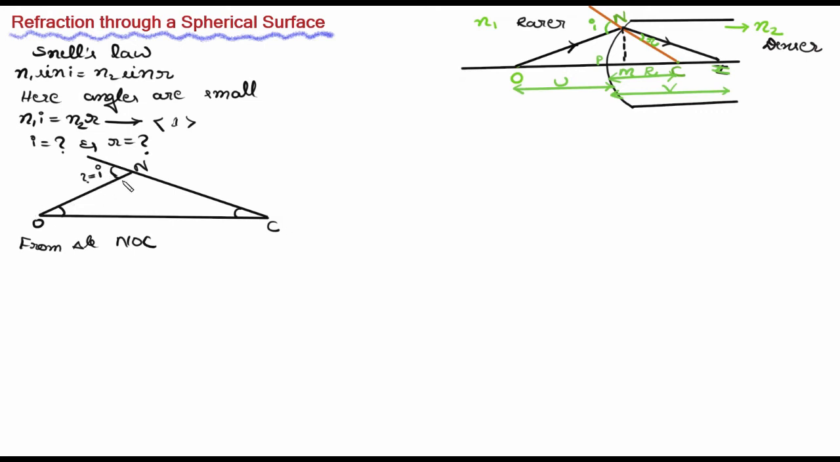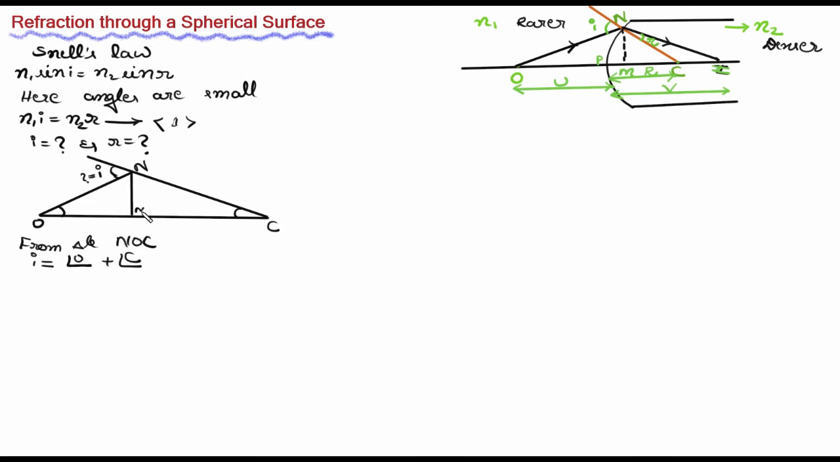Alright. So for this triangle, this i is the exterior angle. The exterior angle value will always be equal to the sum of the interior opposite angles. Okay. So I can write i as equal to angle O plus angle C. Alright. And here there is another line like this.